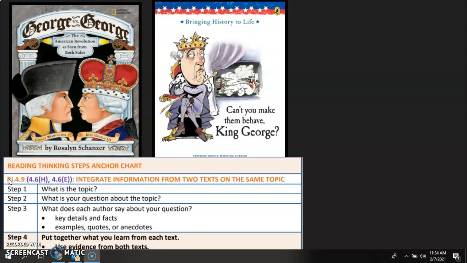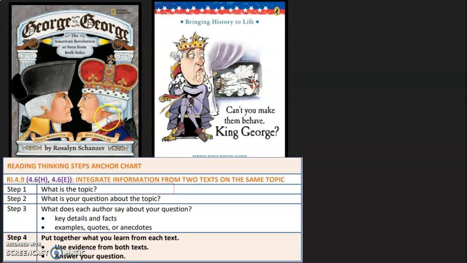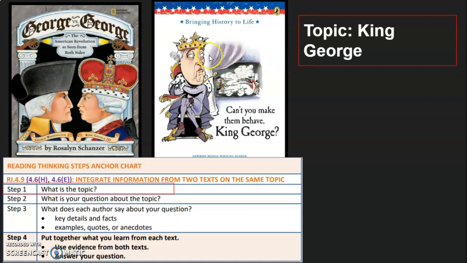Step 1 asks, what is the topic? Well, I know the topic is what the text is mostly about, and usually it's 1 or 2 words. I'm looking for the topic of these 2 books, and both of them have King George on the cover, so that must be my topic. Yes, King George. Check. Okay, I'm going to go to step 2.